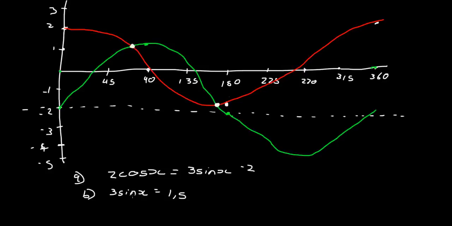Okay. Because that's where the graph of, what was this? This is 2 cos x, and this one is 3 sine x minus 2. So can you see that these are the points where those two graphs are equal? It's the points where they cross each other. So what is the solution? Well, let's go figure it out.